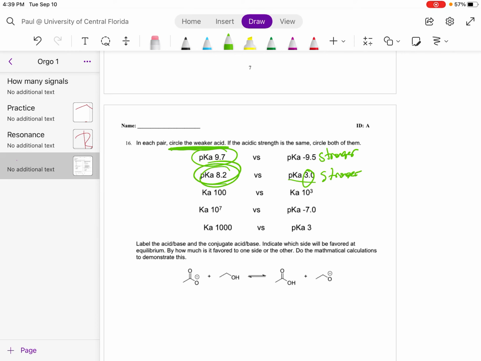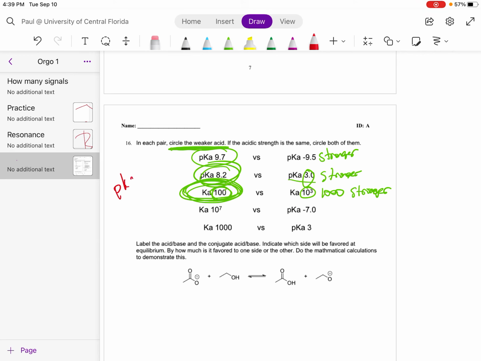Now we're using some numbers here, and we know the larger the Ka, the stronger the acid. So we're comparing 100 to 1,000. 1,000 is larger than 100, so that's the stronger acid, and so making that the weaker. Now we have a comparison of Ka to pKa. So now we have to look at this a little bit differently, okay? And so how I like to do this is, what does pKa equal?